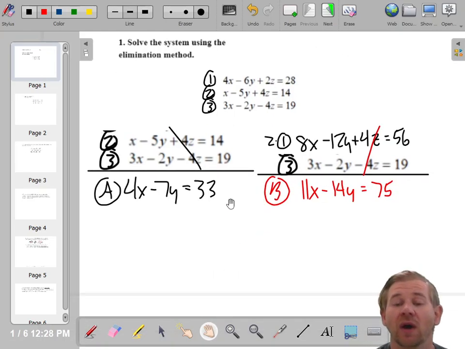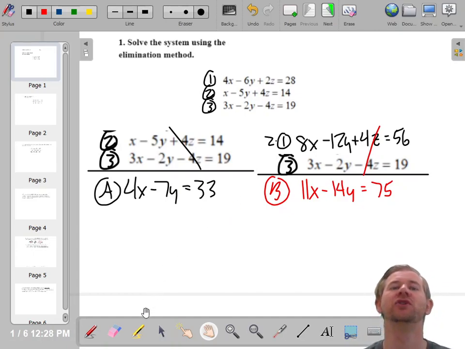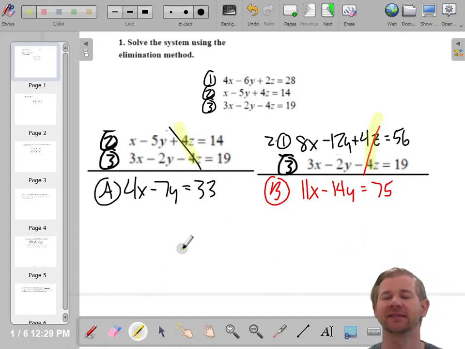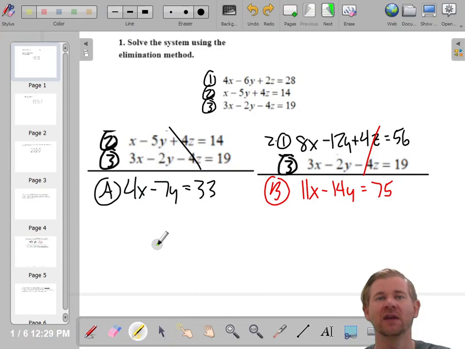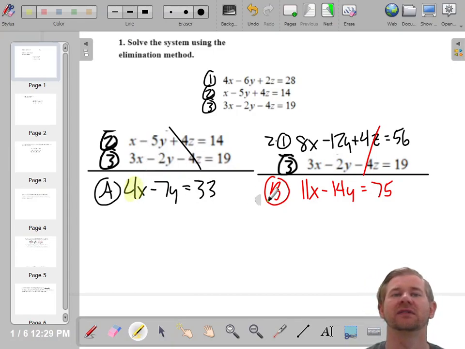So we eliminated the same variable 2 times. We eliminated z and we eliminated z. Why? What's the point? Look what we have. We have x and y, x and y. We now have a 2 variable system. We can solve a 2 variable system the same way we've been solving. We just need to look for something to eliminate.